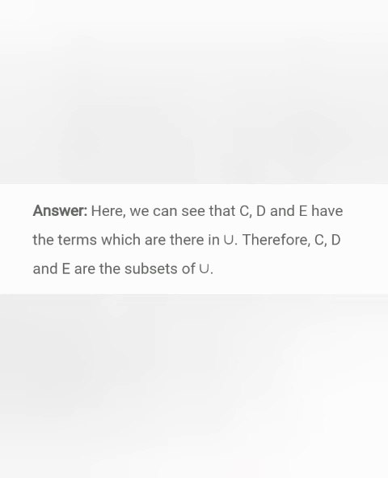Here we can see that C, D, E have the terms which are there in U. Therefore, C, D and E are the subsets of U. So the universal set is given. There are various sets A to F given to you, and you are asked to find out the subset of the set.